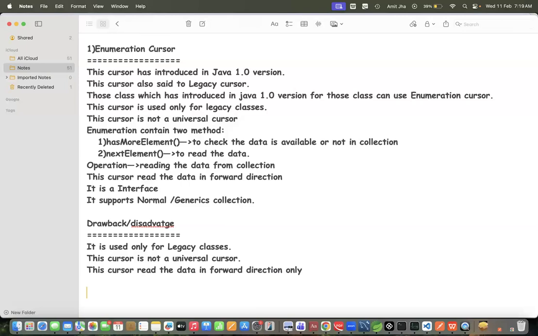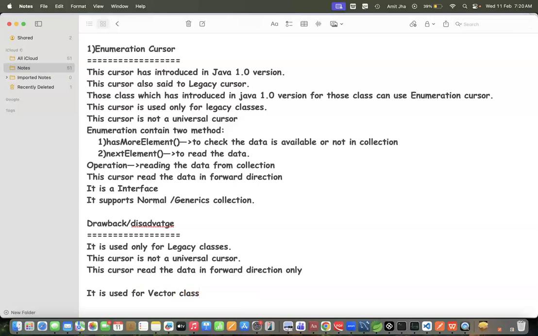The thing is that Vector was introduced in Java 1.0, but ArrayList was introduced in 1.2. Yes or no? It is used for the Vector class. Yes or no? Used for the Vector class.